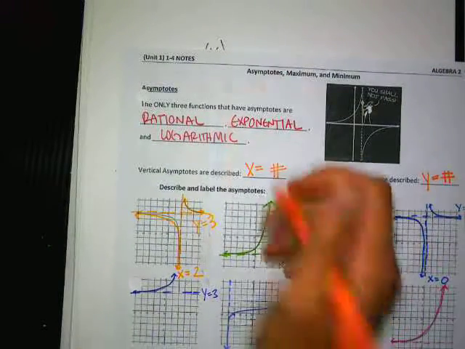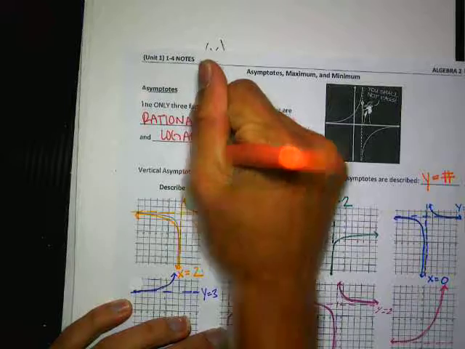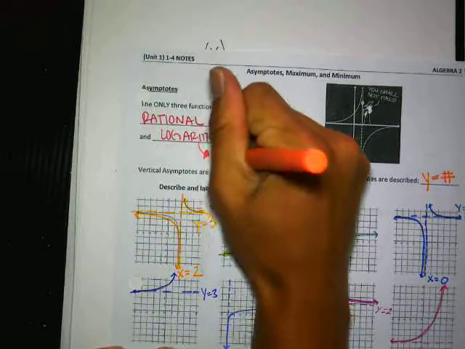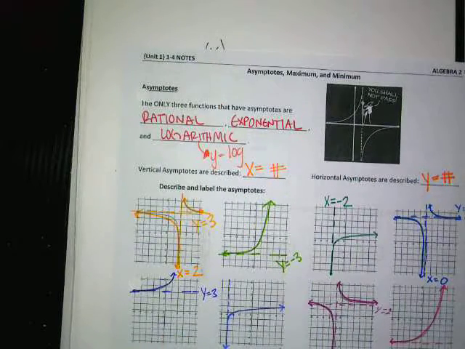If I had a log function, you are going to have the word log in it. Y equals, and you will have the actual word log in it. That's going to tell you it's a log function. So if you are given a function and it has log in it, you automatically know it has an asymptote. Does that make sense? Okay.